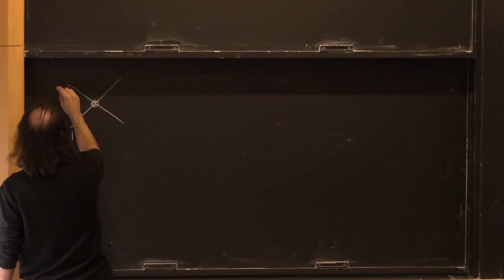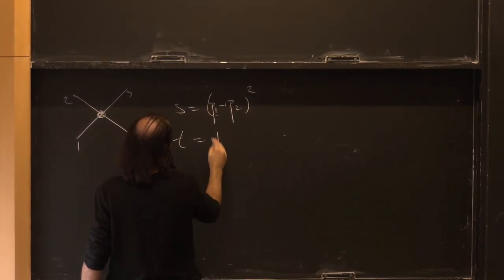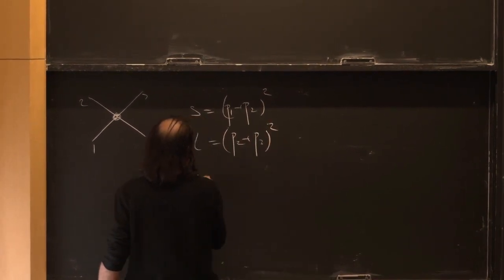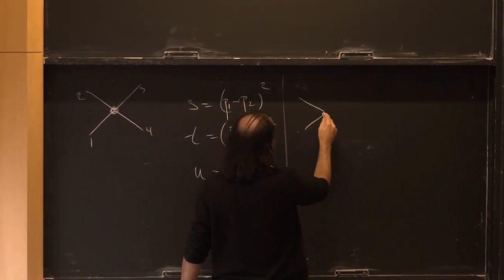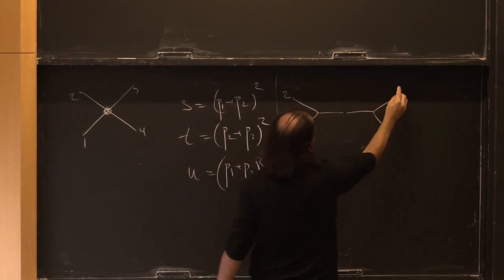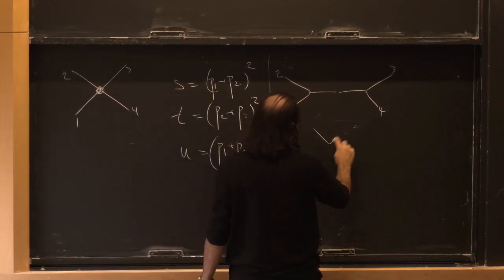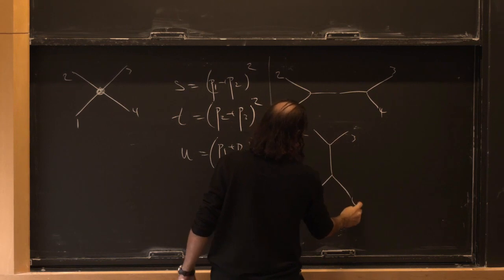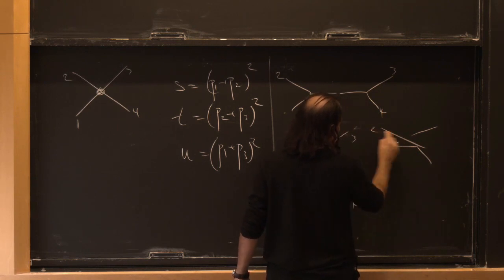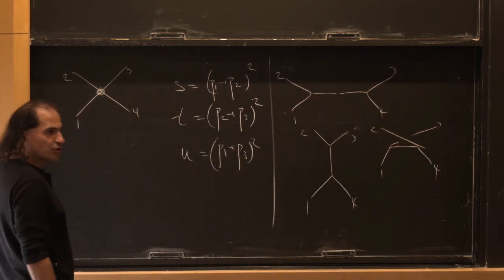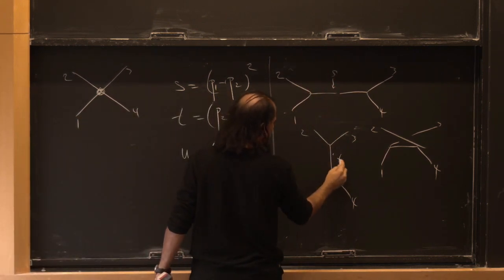Remind again, we're going to be using these variables all the time. So S is going to be (P1 plus P2) squared. T is going to be (P2 plus P3) squared. U will be (P1 plus P3) squared. And if you're going to draw channels for these things, S would look something like this, 1, 2, 3, 4. You see that propagator there looks like (P1 plus P2) squared. And then T would be something like this. If I still labeled them 1, 2, 3, 4, then (P2 plus P3) squared would go in there. And U would be something that crosses like that, right? Is that clear? Okay, so those are three channels where the propagator involved is either S or T or U.